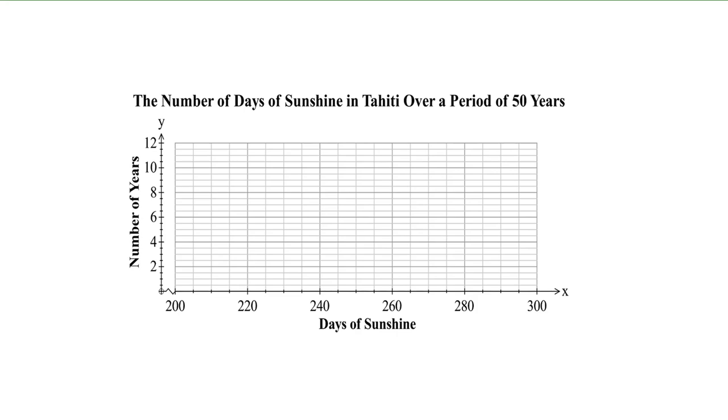So now let's do our histogram. We already have the title and the scale and the axes labeled, so we can just go ahead and draw our bars. Between 220 and 230, there were 3. Then between 230 and 240 there were 5. So notice I have the bins touching. Then there are 4.